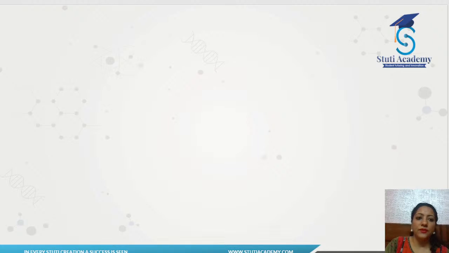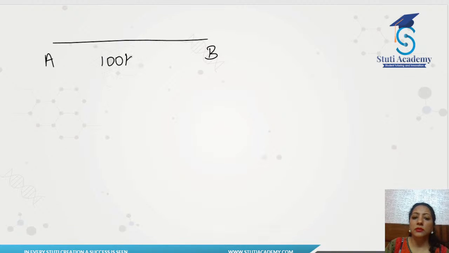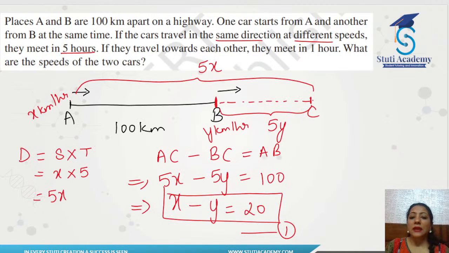So I'll again draw the figure. We have places A and B that's given to us. They are 100 kilometer apart. In the second case, the cars are traveling towards each other. So let's say that this is traveling here and this is traveling here. They're traveling towards each other. And if they travel towards each other, they meet in 1 hour.